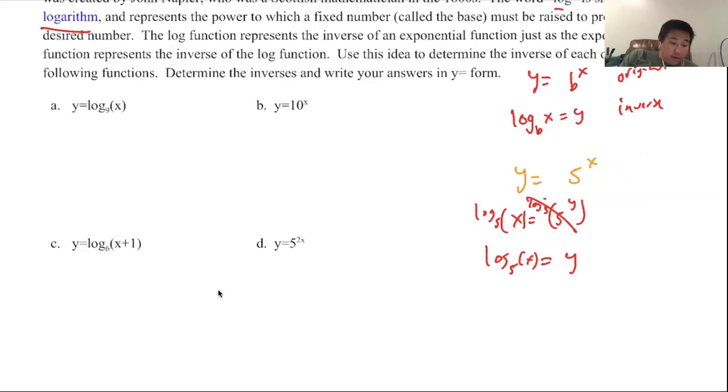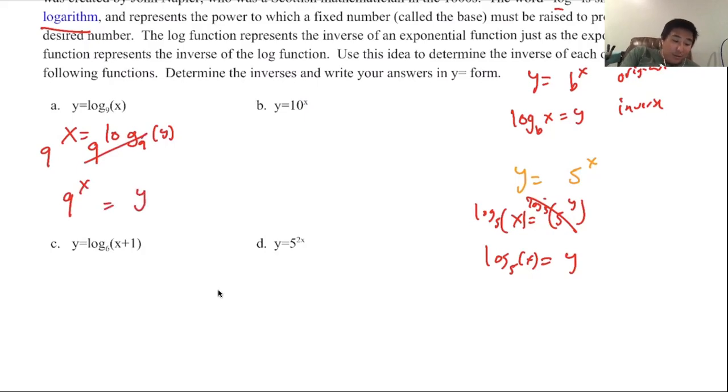So here, determine the inverse. So switch them. x equals log base 9 of y. To get rid of the 9, you have to exponentiate it. So you put a big 9 here and a big 9 here. So then this cancels. You just have 9 to the x equals y.